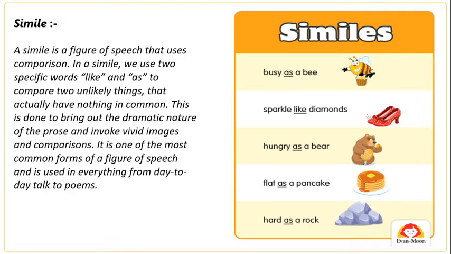So we'll see some very interesting examples of similes. Busy as a bee means a person is as busy as a bee. Sparkle like diamonds: a student is sparkling in the class like a diamond. Hungry as a bear: a fat boy is as hungry as a bear. Flat as a pancake: a pancake is very flat. Hard as a rock: some men are as hard as a rock.